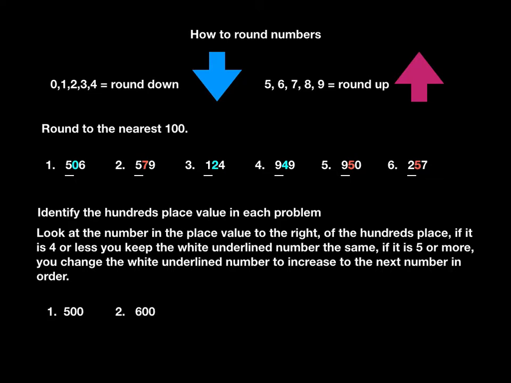For 124, we look at the 2. That means our 124 is going to round down to 100. 949, we look at that 4. Since it is 4 or less, it rounds down. 949 rounds down to 900. 950, we have a 5, so it's going to round up to 1,000. So we had to add a number in the thousands place to show that. We have 257. We look at our 5, we're going to round up to 300. So now we look at our number in our hundreds place, how they stayed or went up 1.